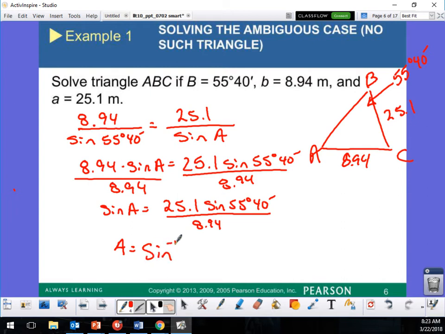inverse sine of 25.1 sine of 55 degrees, 40 minutes, over 8.94. There we go. So that's what you plug in the calculator now. So go ahead and please do that, everyone, right now, because you guys got to get practice doing this.